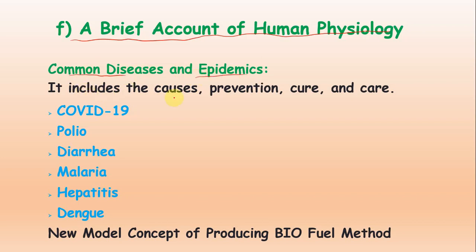It includes basically the causes of these diseases, how to prevent, what is the cure and what is the care. Like we will discuss the COVID-19, polio, diarrhea, malaria, hepatitis, dengue, and the new model concept of producing biofuel, right? So these are the topics under the heading of the common diseases and epidemics.